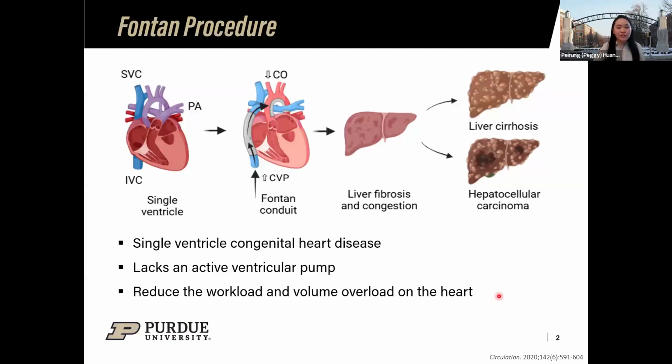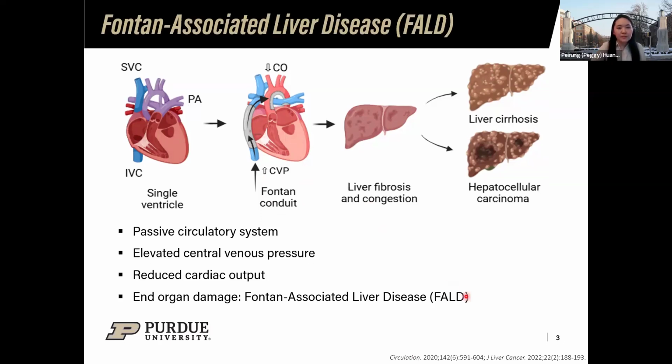So the Fontan procedure is used to correct children with a single ventricle congenital heart disease. This surgery creates a conduit that connects the inferior vena cava directly into the pulmonary arteries, bypassing the heart. It helps correct the reduced workload and the volume overload on the heart. This surgery significantly improved the survival in these patients.